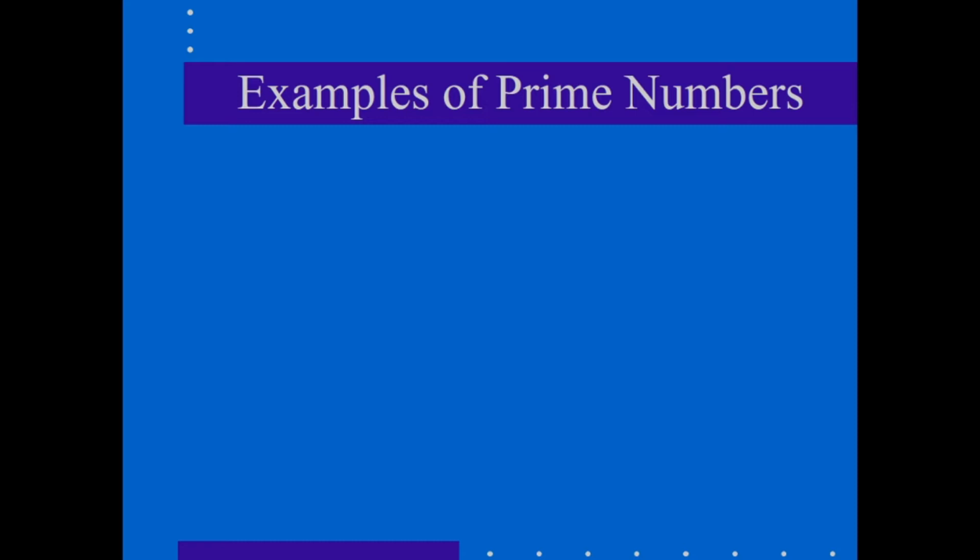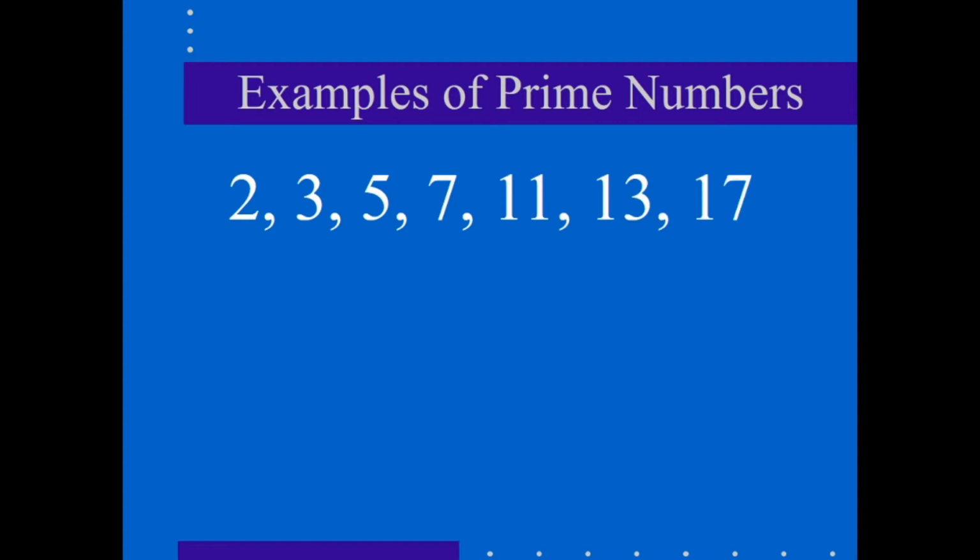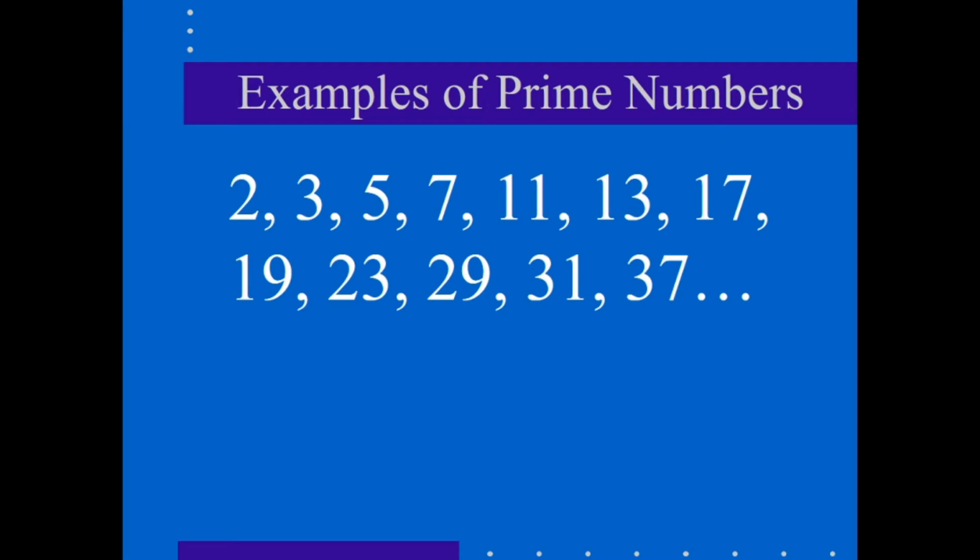And these are another examples of prime numbers. 2, 3, 5, 7, 11, 13, 17, 19, 23, 29, 31, 37, and so on and so forth. You need to remember, it is a prime number if it has only two factors, 1 and itself.